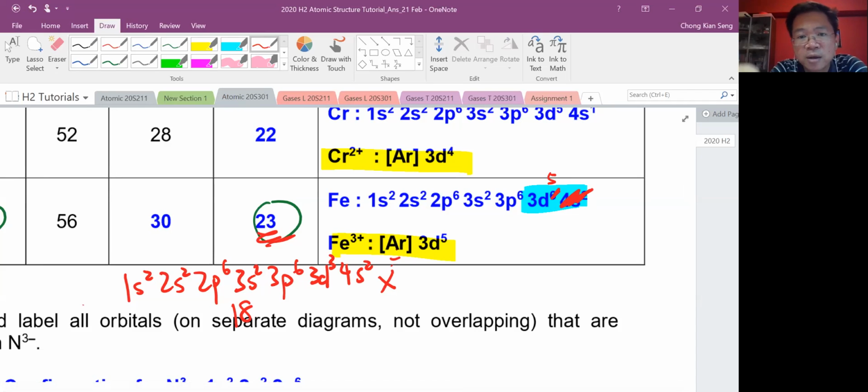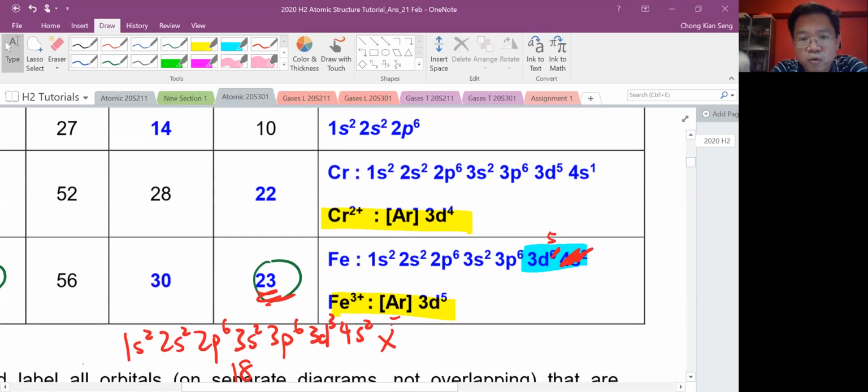Similarly for chromium, for cations or transition elements, it's better to write the electronic configuration for the neutral atom first. Then I remove the number of electrons accordingly. So for chromium, this is an anomaly.